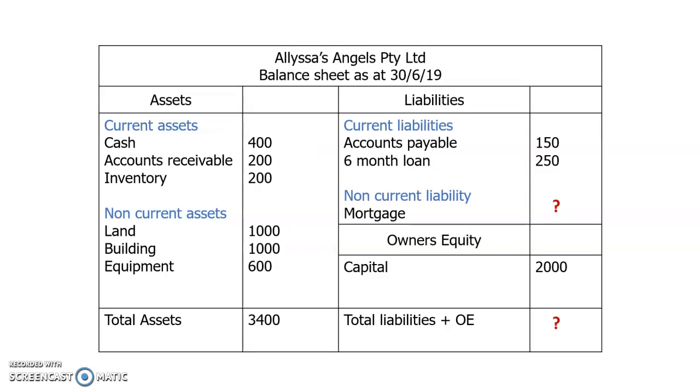Moving over then to have a look at the missing figure for total liabilities and owner's equity. It's a balance sheet. So we know if our total assets are 3,400, total liabilities plus owner's equity have also got to be 3,400. Now that we've got this total, we can work out what the mortgage is. If we know that total liabilities plus owner's equity is 3,400, we already have 400 made up of our current liabilities and another 2,000 in capital. So we're already at 2,400. To get to the required 3,400, our mortgage must be 1,000.